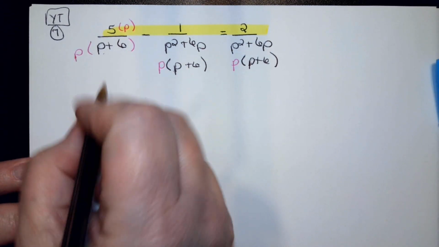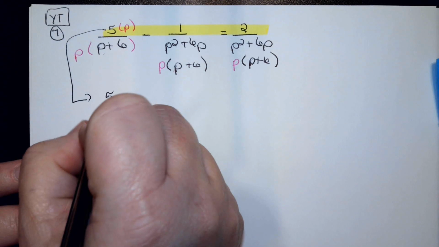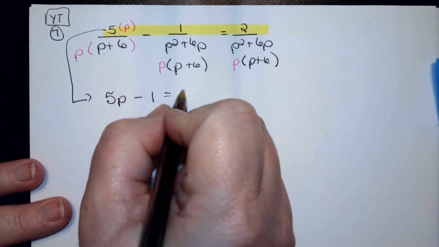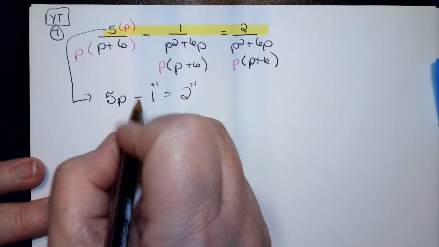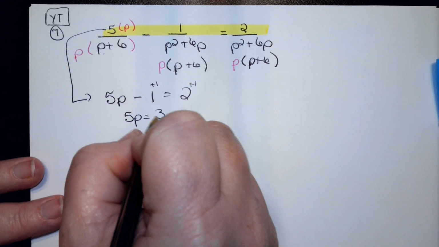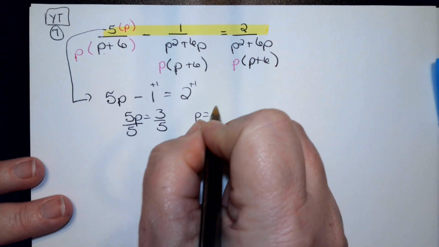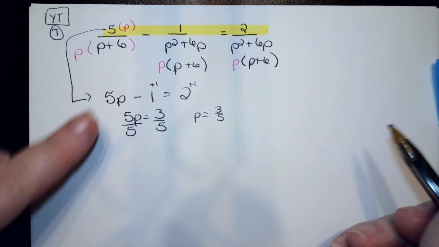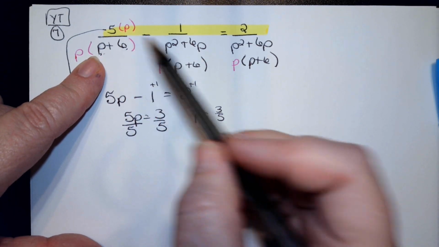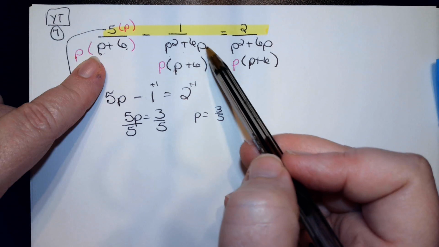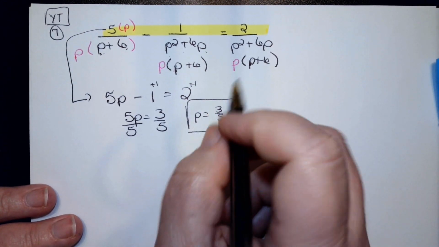Alright, just focusing on the numerator now, this is going to give us 5p minus 1 equals 2. We're going to add 1 to both sides. We get 5p equals 3, and then we divide by 5. So p equals 3/5. If I substitute 3/5 for p, 3/5 plus 6 is not 0, and (3/5) squared plus 6 times 3/5 is not 0. So this is not an extraneous solution. This is an actual solution.